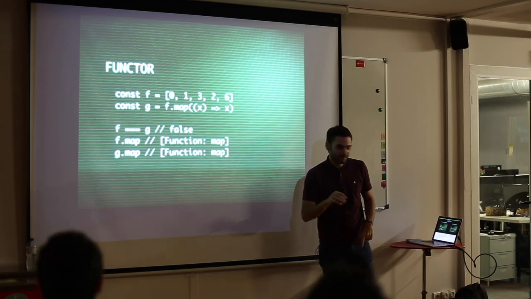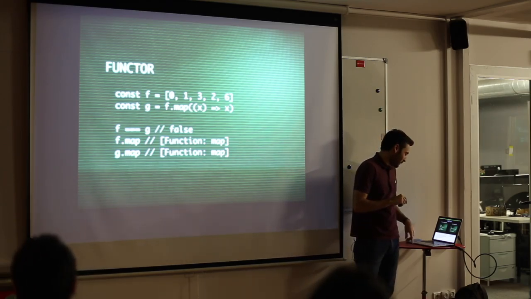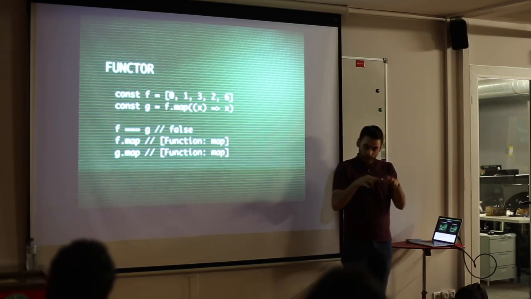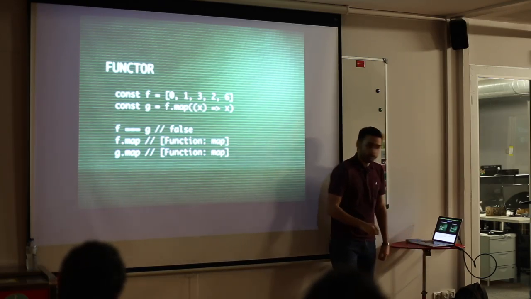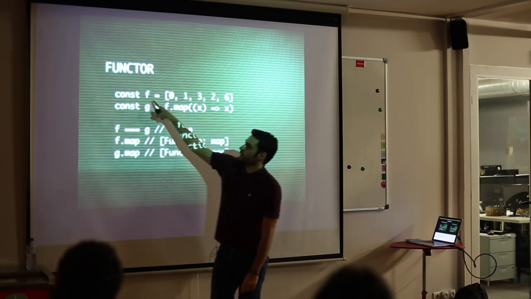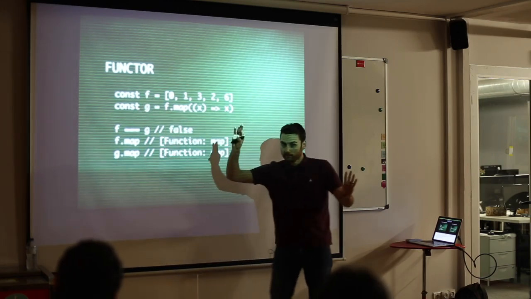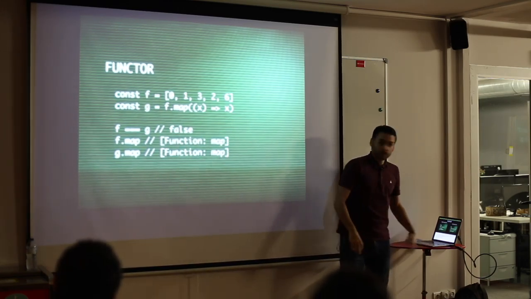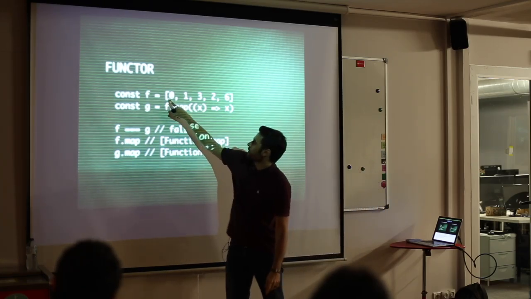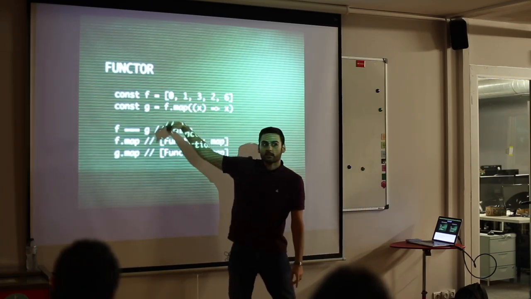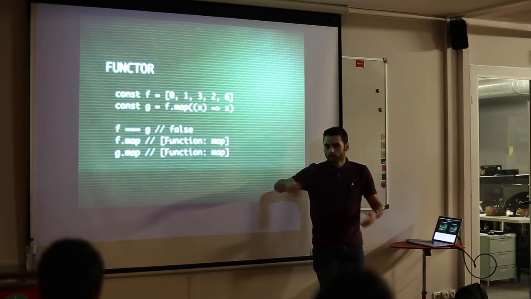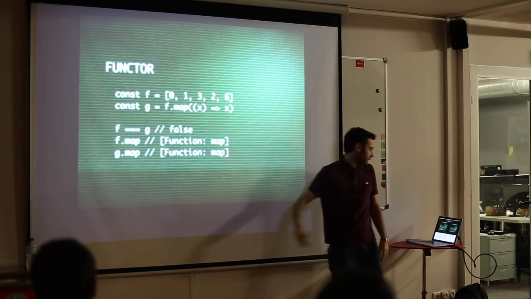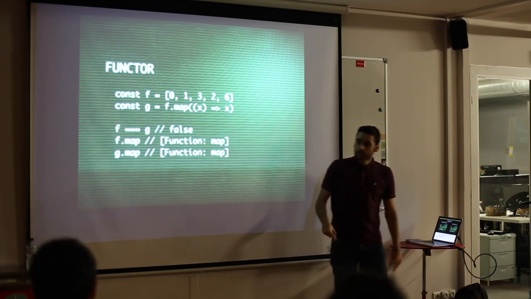So the functor. Bear with me. A functor is an entity that defines a behavior which, given a morphism, maps it onto a category and generates a new functor. Brainfuck, completely brainfuck, I know. This is because it came from mathematics. Let's review it again. The definition: a functor is an entity, the F is the functor, right?